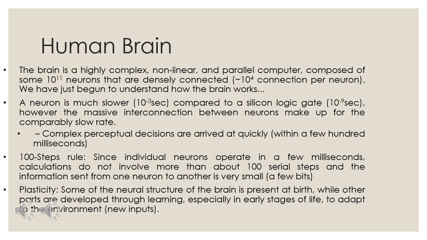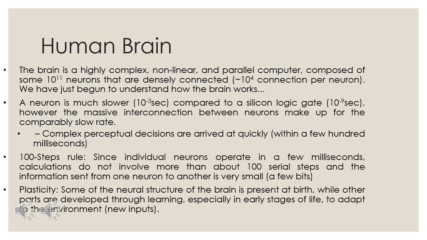Next we have the human brain. The brain is a highly complex, non-linear and parallel computer composed of some 10 to the power 11 neurons that are densely connected, which is nearly about 10 to the power 4 connections per neuron. We have just begun to understand how the brain works. A neuron is much slower, 10 to the power minus 3 second, compared to a silicon logic gate, 10 to the power minus 9 second. However, the massive interconnection between the neurons makes up for the comparably slow rate.